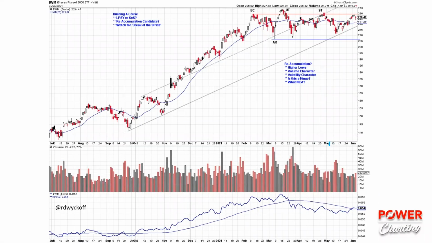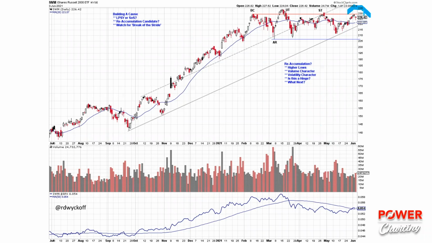Now let's zoom into the daily. So here we're getting into the reaccumulation versus distribution paradox. And so you can see, I'm going to move something out of the way so I can see my notes. Building a cause. Is this a last point of supply? This is the part I really want to talk out with you. Is this a last point of supply, or is this going to result in a sign of strength?